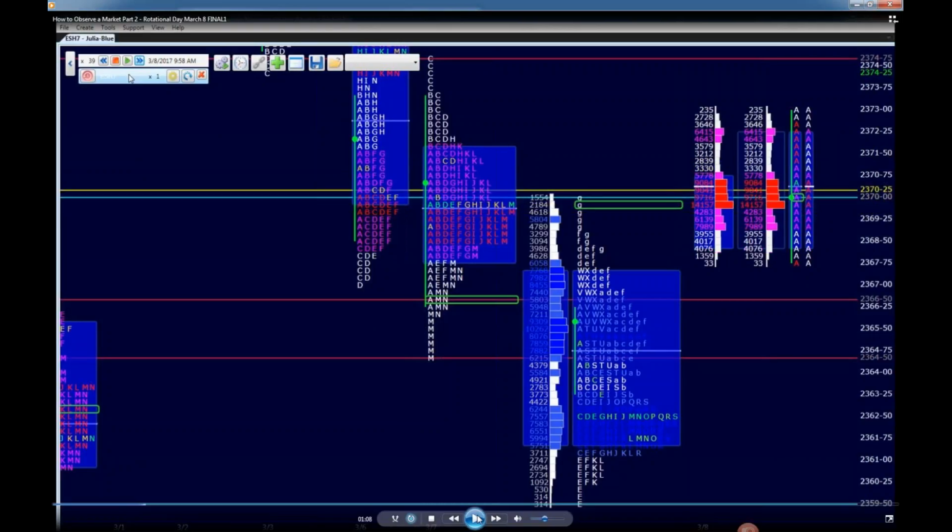Okay, notice that market stopped right at the one tick below the opening. And I want you to catch that. It's right in that mechanical opening right there. Very easy to see. Let's go ahead and see if we can continue to play.